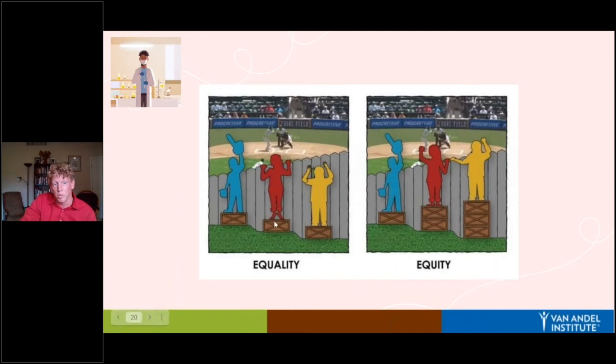Here in the equality picture, we've given everybody the same box, and some people are able to thrive and some are not. But here we can see visually represented that that's because the playing field and the barriers are not equal. And so what we do in a situation where we create equity is we provide customized supports and tools to our students so that all of those students have what they need in order to grow and thrive.